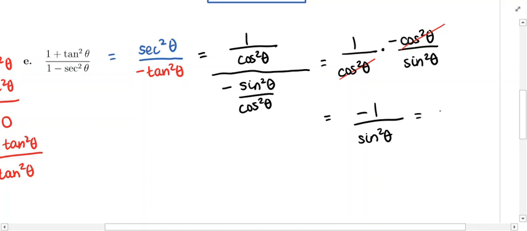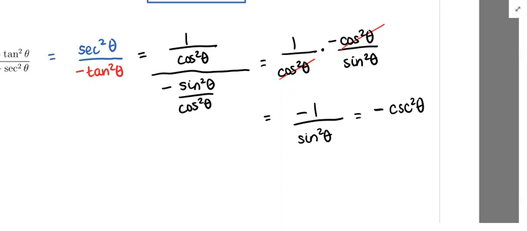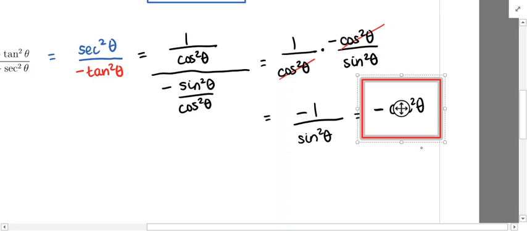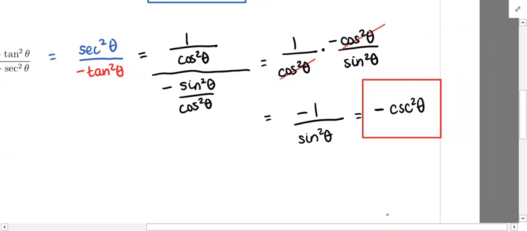This is still a fraction, so we have to get rid of it. But we know that 1 over the sine squared of theta is cosecant squared of theta, and the negative sign has to stay out front. We are done. This is the answer. This expression, 1 plus the tangent squared of theta over 1 minus the secant squared of theta, is equivalent to the negative cosecant squared of theta.